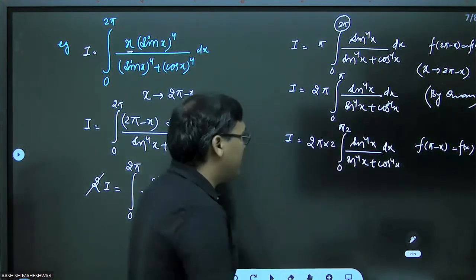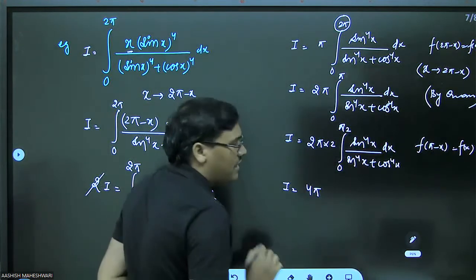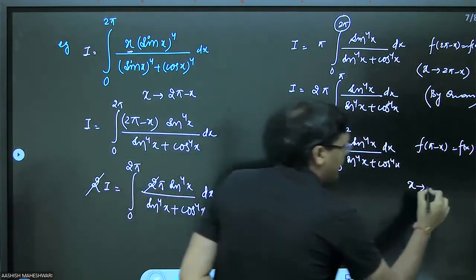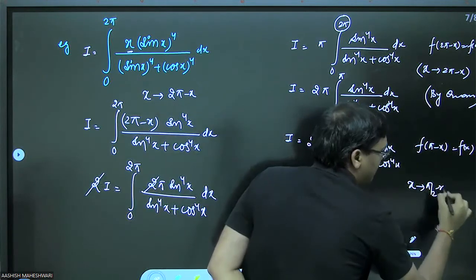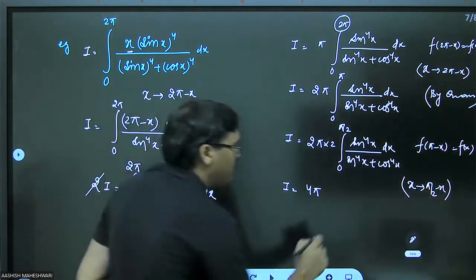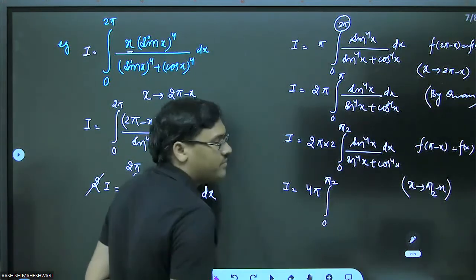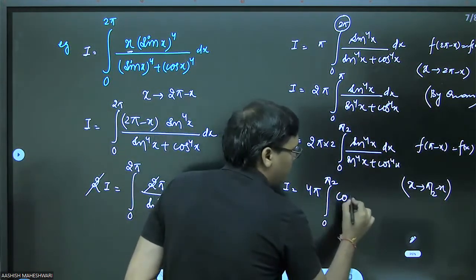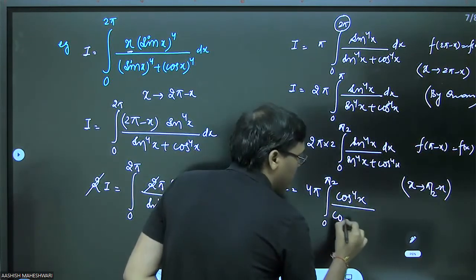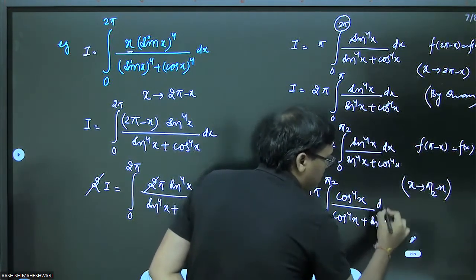If you just observe here, again if I apply the property, this is 4 pi. If I apply x goes to a plus b minus x, that is pi by 2 minus x, this integration will remain the same. So this integral will be 4 pi integral 0 to pi by 2. This will become cos x raised to 4 upon cos x raised to 4 plus sin x raised to 4. I hope this is clear.